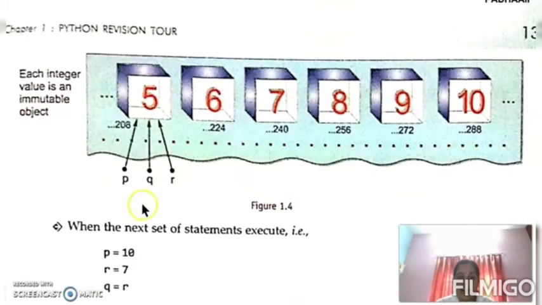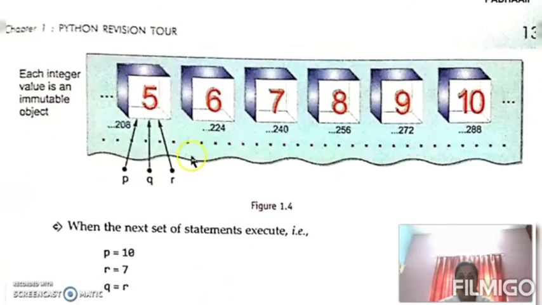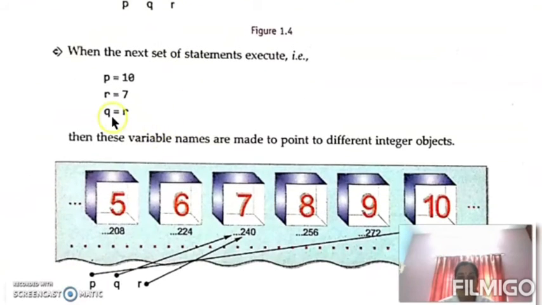Look at this figure. p, q and r point to 5, which is at location 208. So p, q and r point to 208, where the value is 5. After some time the next statements execute: p equals 10, r equals 7, q equals r, so q equals 7.